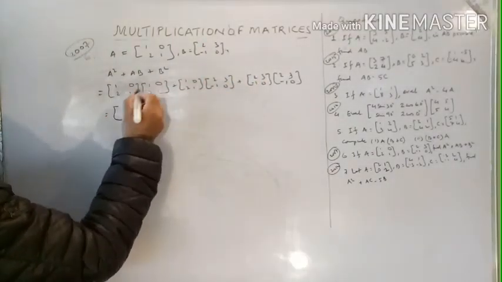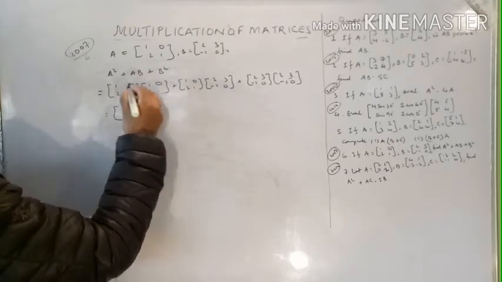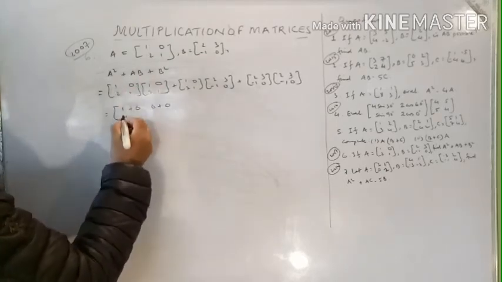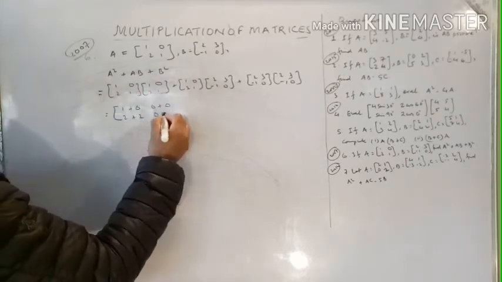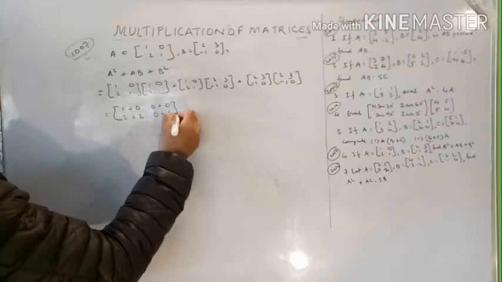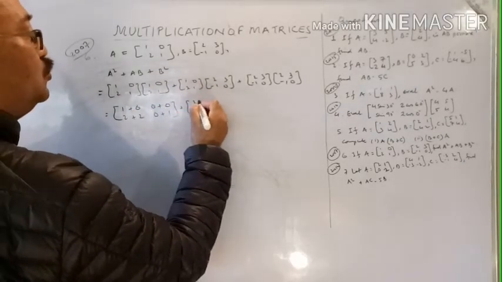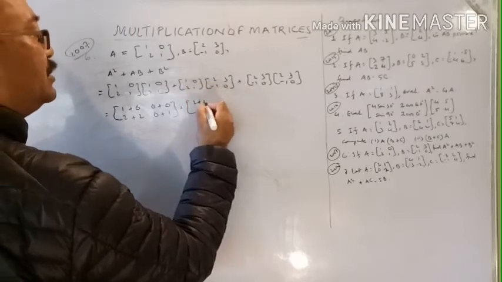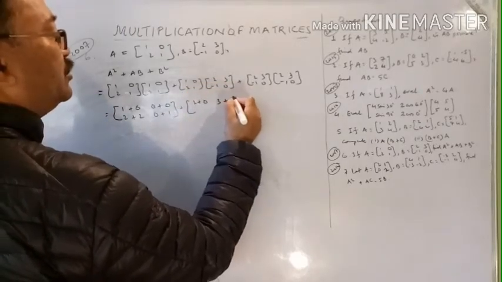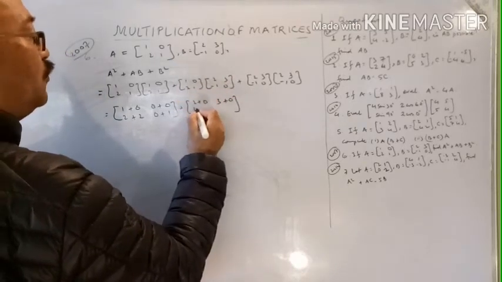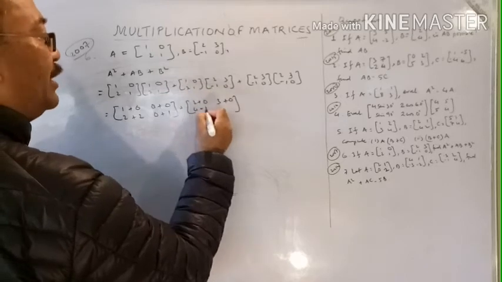So 1 into 1 plus 2 into 0, 0. 1 into 0, 0 plus 0 into 1 is also 0. 2 into 1, 2. 1 into 2, 2. So 2 into 0, 0 plus 1 into 1 is 1. Okay. Plus, yeah, 1 into 2, 2 plus 0 into minus 1 is 0. 1 into 3, 3 plus 0 into 0 is 0. So 2 into 2, 4. Plus 1 into minus 1 is minus 1.